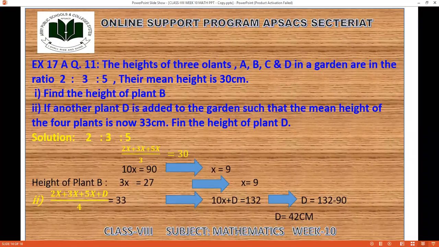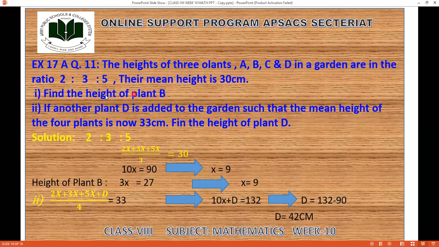Okay, here we are having question number 11 from 17A. The heights of 3 plants A, B, and C in the garden are in the ratio 2, 3, 5. The mean height is 30 centimeters. Find the height of plant B. We have to find the height of plant B. And the second part is, if another plant D is added to the garden such that the mean height of the four plants is now 33 centimeters, find the height of plant D.